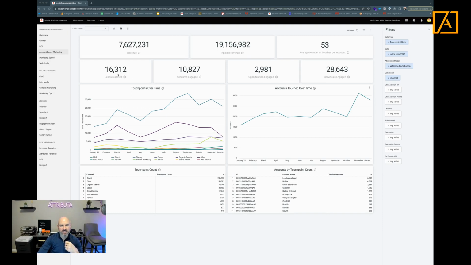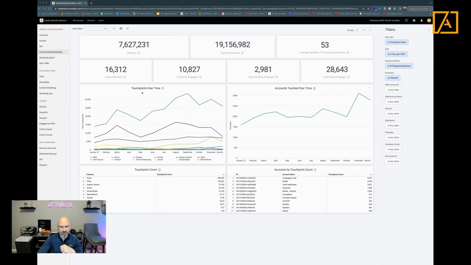Leads matched is this 16,312 number. That's representing how many leads Marketo Measure has matched to accounts. Accounts engaged, 10,827. This is the number of accounts that we've actually engaged with, again, during the time frame selected in the filters. Opportunities engaged is just shy of 3,000. That means that we have almost 3,000 unique opportunities that have been engaged with, and 28,643 individuals engaged. Individuals would mean both leads and contacts.